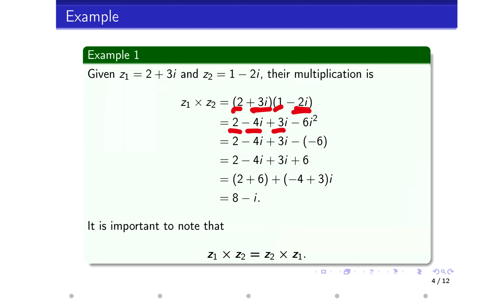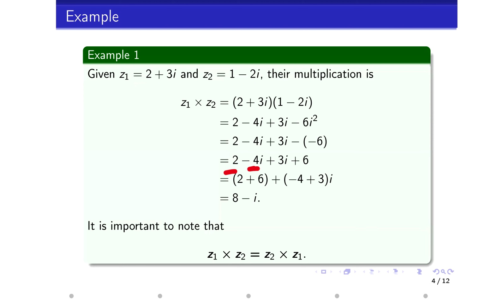And then we know that, of course, this is 2 minus 4i plus 3i. So i squared is -1. So -1 times 6 is -6, apart from the minus that was already outside here. So we take it further. We have 2 minus 4i plus 3i, and minus and minus is now plus 6.